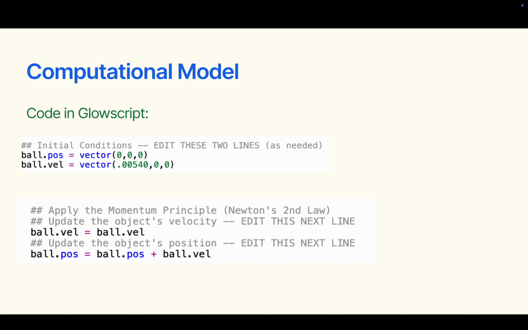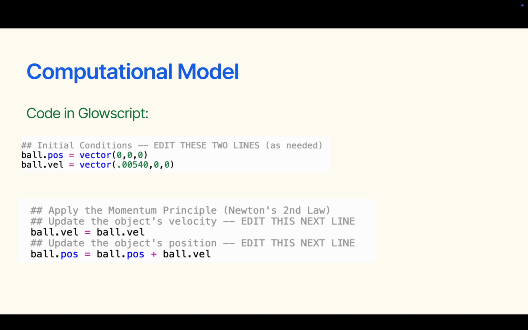And then our computational model, we used Glowscript, and I set the ball's initial position equal to the vector 0, 0, 0, and then the ball velocity is equal to the vector 0.00540, 0, 0, because I took the first second of motion for my observed marker, and that was the x-coordinate of the motion, how far it traveled. So I could use that as an estimate to figure out how far it would travel later.